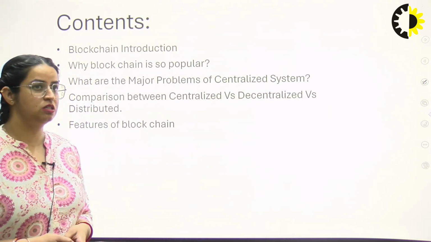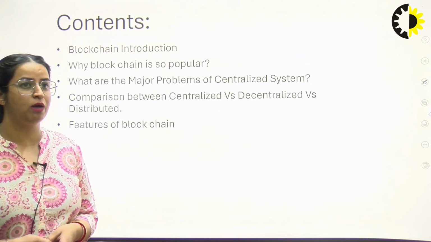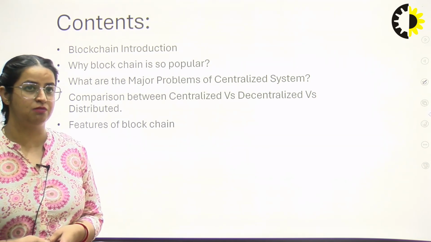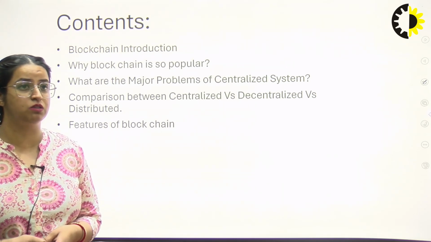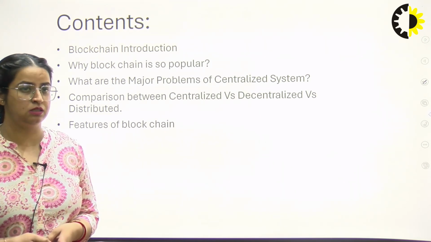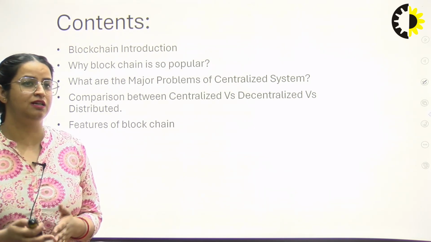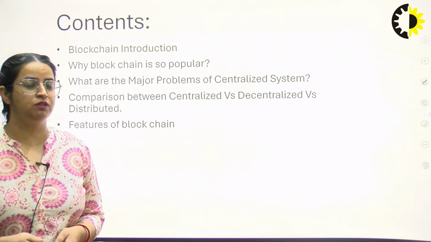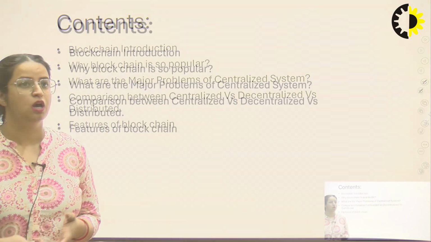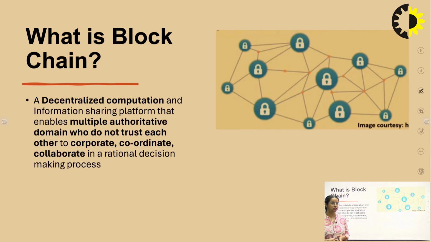In today's lecture, the content we will discuss is: blockchain introduction, why blockchain is so popular, and what the major problems of a centralized system are, that means the traditional system we are using now. Then we will compare the terms centralized, decentralized and distributed systems. After that we will see the features of blockchain, and why it is so popular on the basis of these features. So these are the contents.